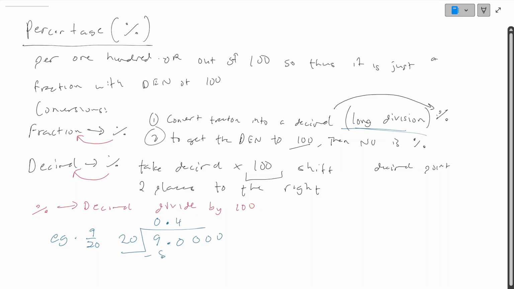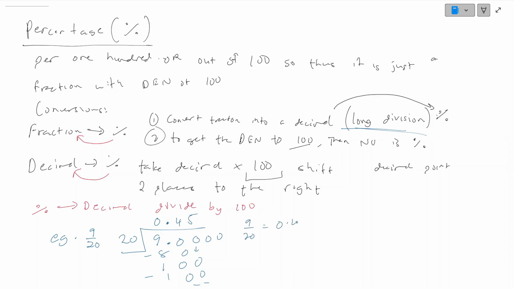You can subtract 80 from that. And we get 10. Then we bring down the next 0. And 20 goes into 100 5 times. Then we can subtract 100 and we end up with no remainder. Therefore, 9 divided by 20 is just 0.45 in decimals.